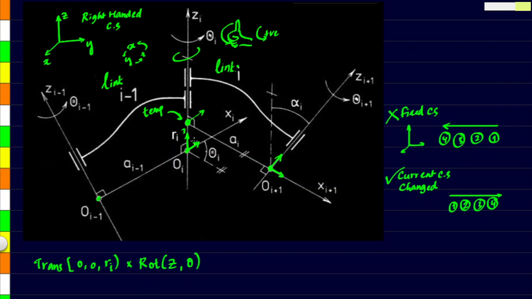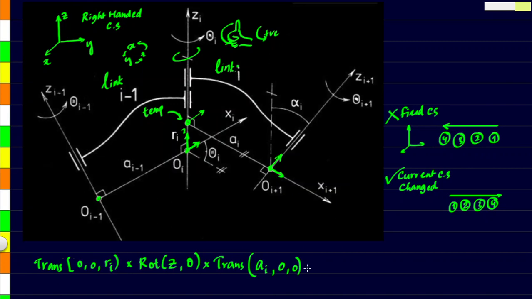So first do the translation in the z direction by distance Ri. Second, do rotation about the z axis by angle theta, and then we have to move in the current x direction, that is the changed x direction. So again that has to be on the right side. Next we do translation in the x direction. So the x coordinate will be ai, y and z will be 0.